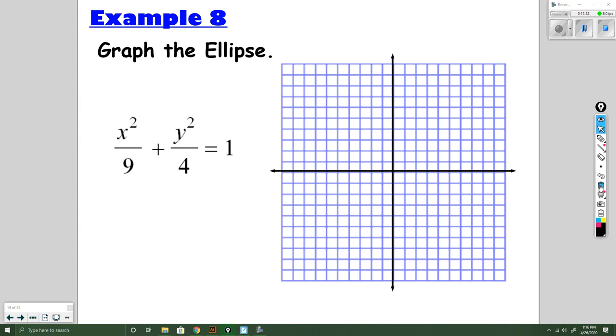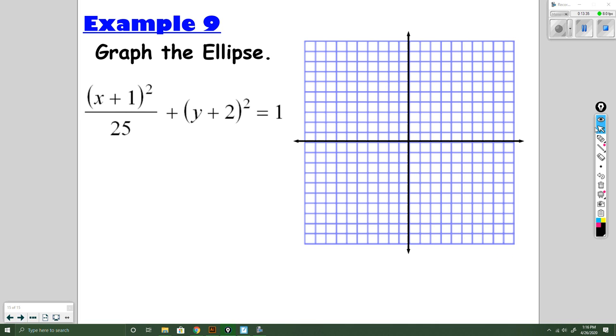All right. Now, last one. Example 9. We're still doing the same thing. I know it's a lot of repetition, but obviously practice makes perfect. So we're going to find the center, a and b. That center lies at -1, -2.